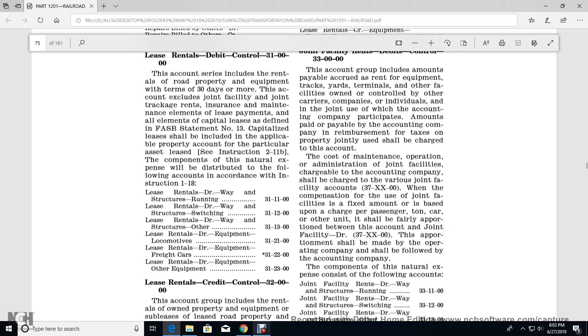It should be charged to the various facility accounts, 37.XX, with the compensation for the joint facility, for the fixed amount of the base, or the charge per passenger, ton, car of the other unit, fairly appropriate portion between the account and the joint facility, DR and 37XX. For the appointment, it shall be made with the operating of the company and shall be filed with the accompanying of the company.